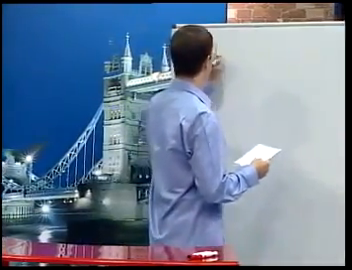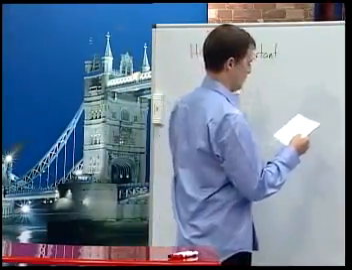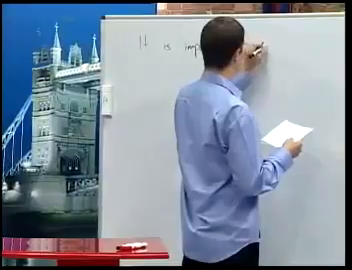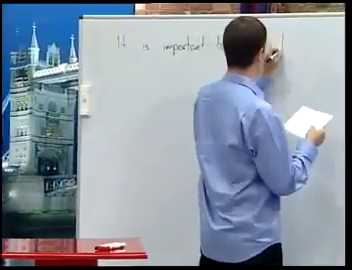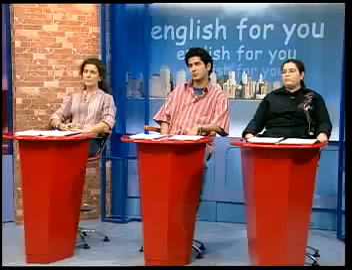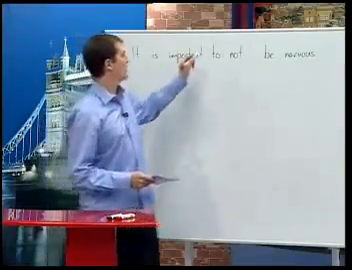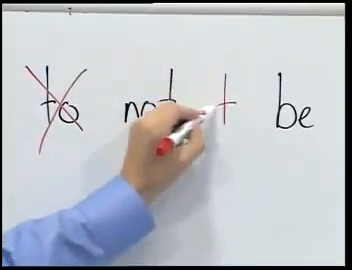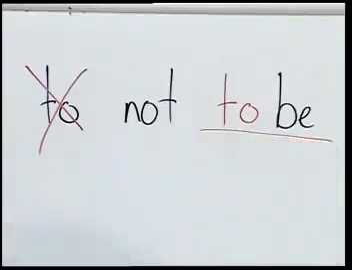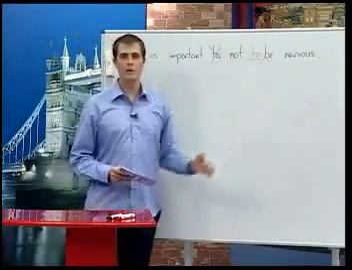Let's have a look at this. It is important to not be nervous is incorrect. It's not correct. We have to take away this and put the infinitive here. So not must be before the infinitive to be. It is important not to be nervous.